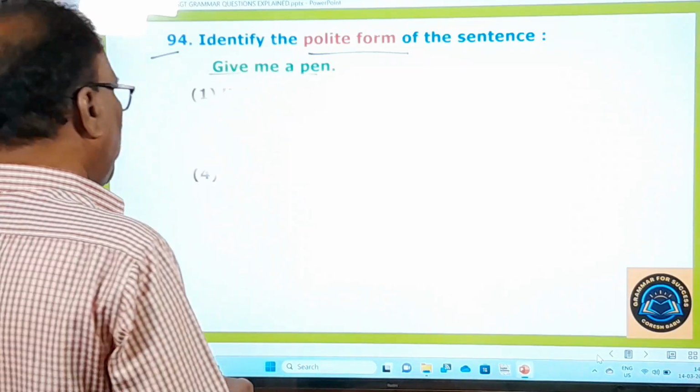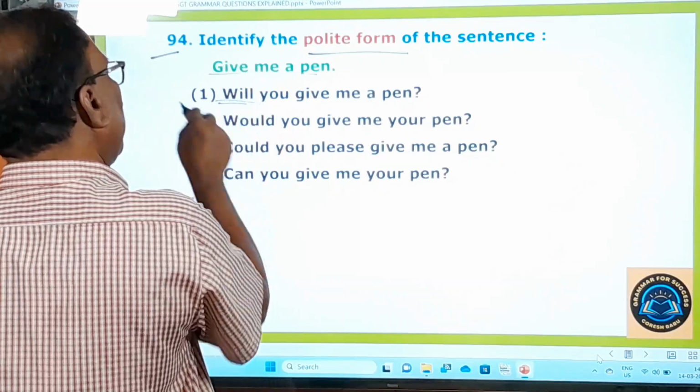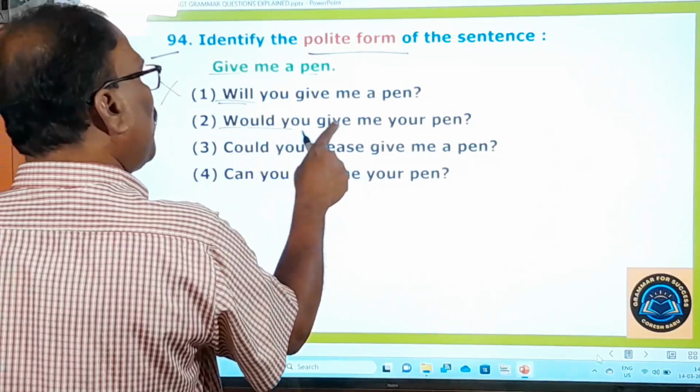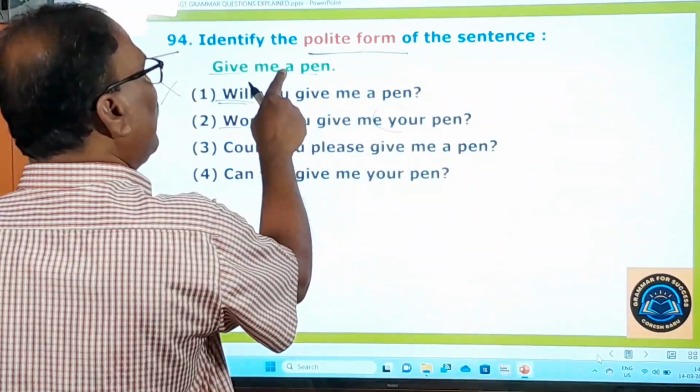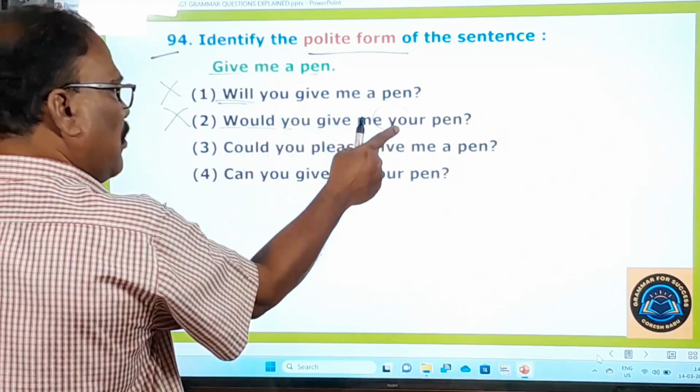Let us look at the options given. "Will you give me a pen?" No. Will is less polite. Therefore, this is wrong. "Would you give me your pen?" Would you is more polite, but here, your is not there in the question. Therefore, this is wrong. Would is more polite, of course, but here your is there, so it's wrong.